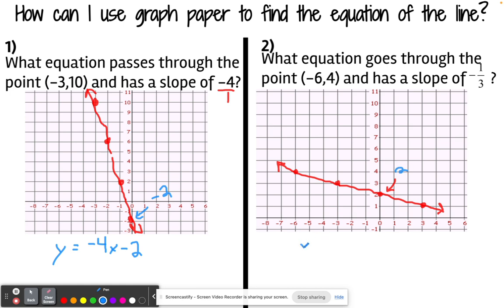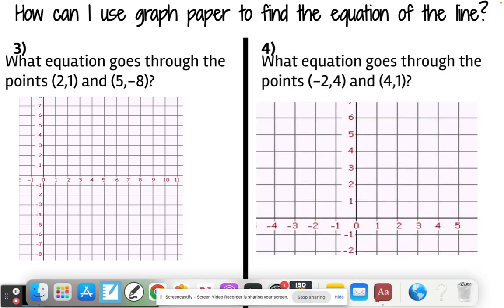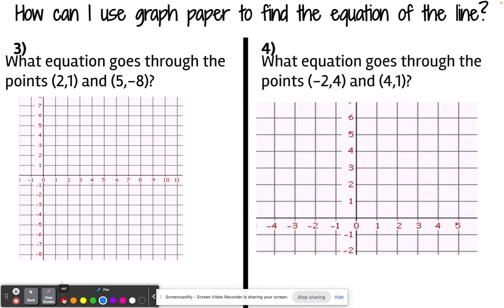So knowing my slope and knowing my intercept, I can write my line in slope-intercept form. Y equals -1/3 x, and my y-intercept is +2. Let's look at my next examples. What's the equation of the line that goes through these 2 points? Well, I have 2 points, so let's graph them.